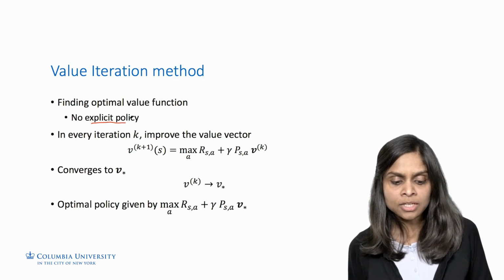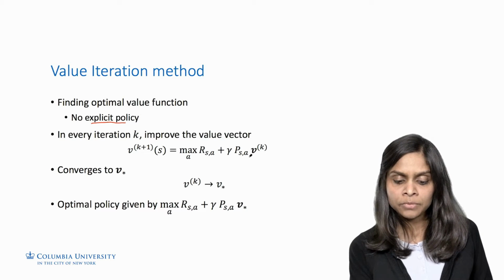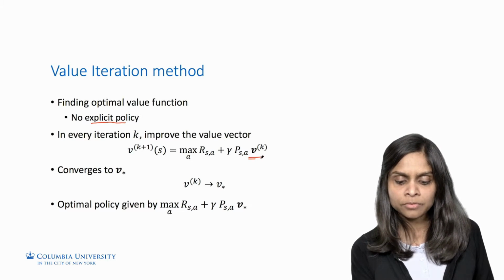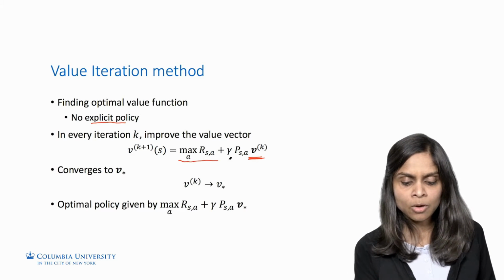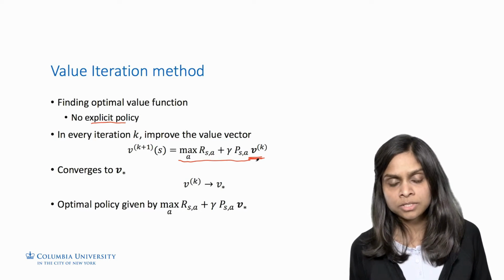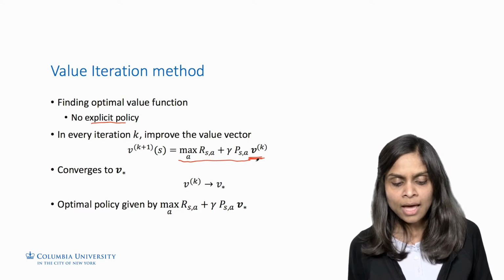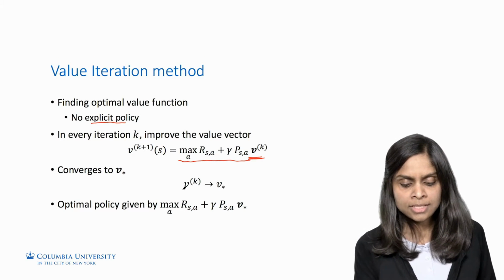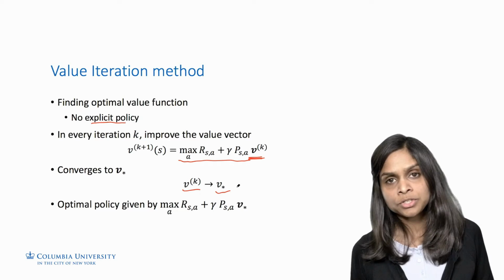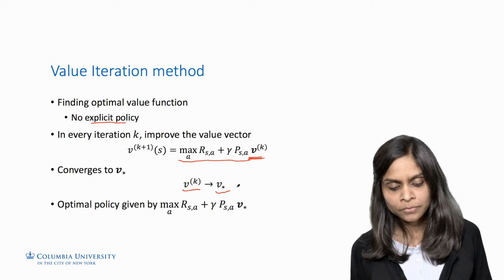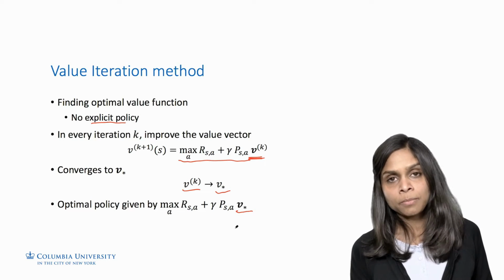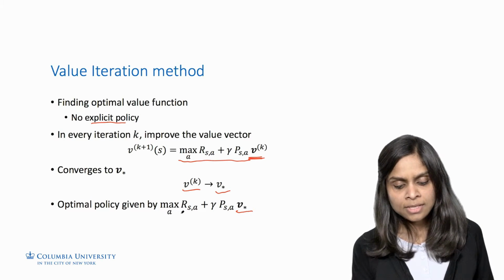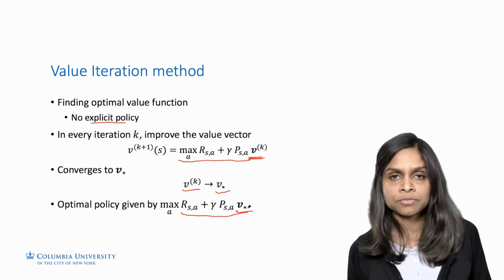So at every iteration k, the method improves the current estimate of the optimal value vector by using similar operations as we saw in the policy iteration method. As the iterations go on, the estimate of the value vector will converge to the optimal value vector. And once the method has the optimal value vector, the optimal policy can be found as the maximizer of this expression for every state.